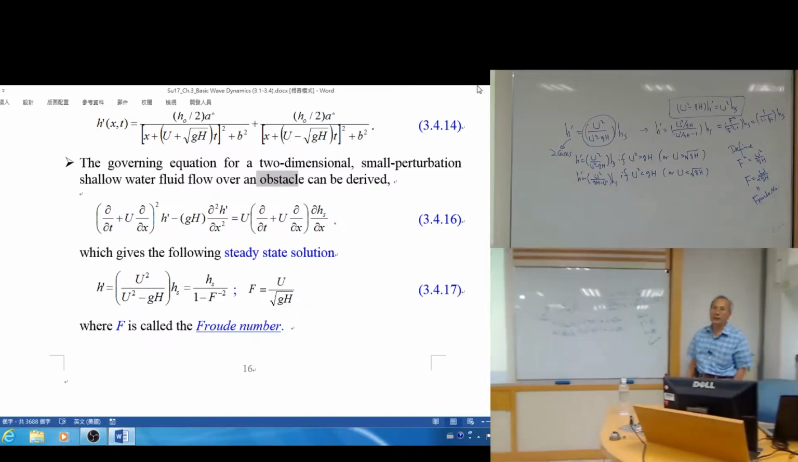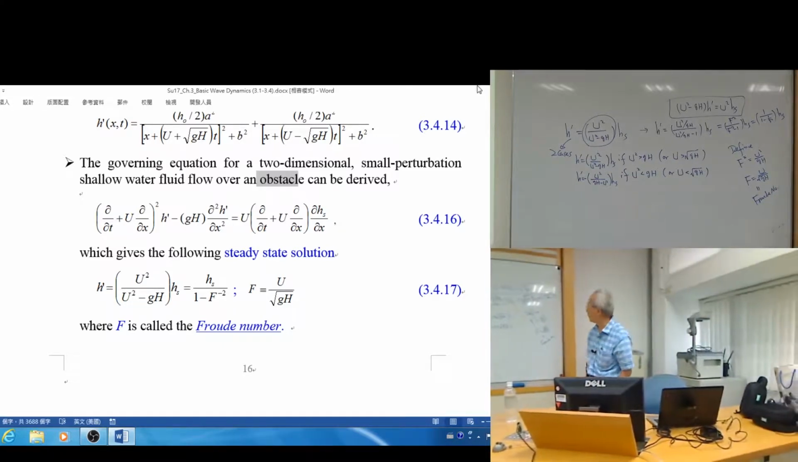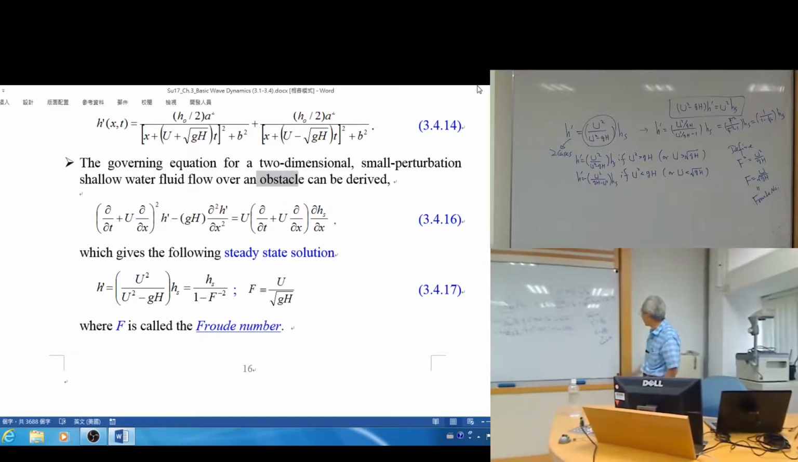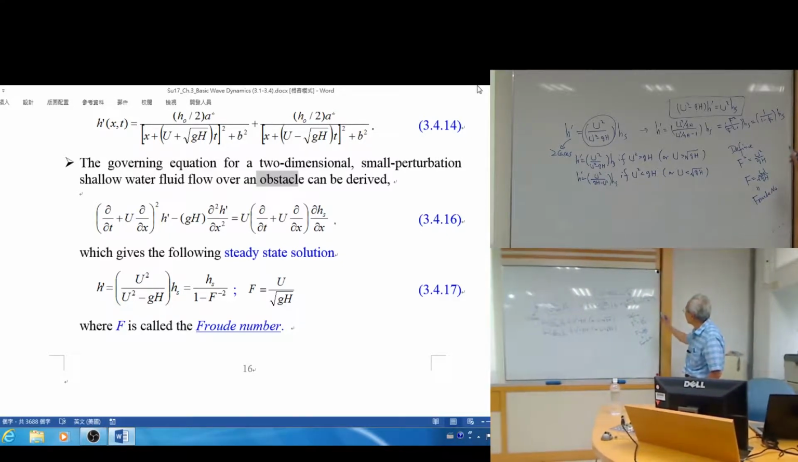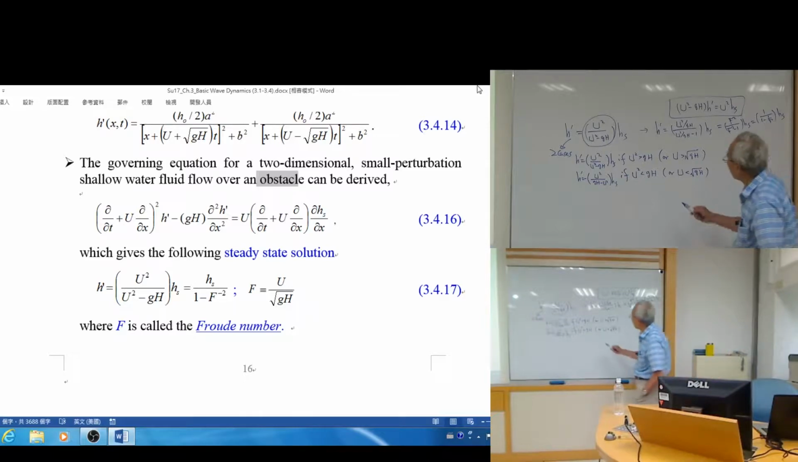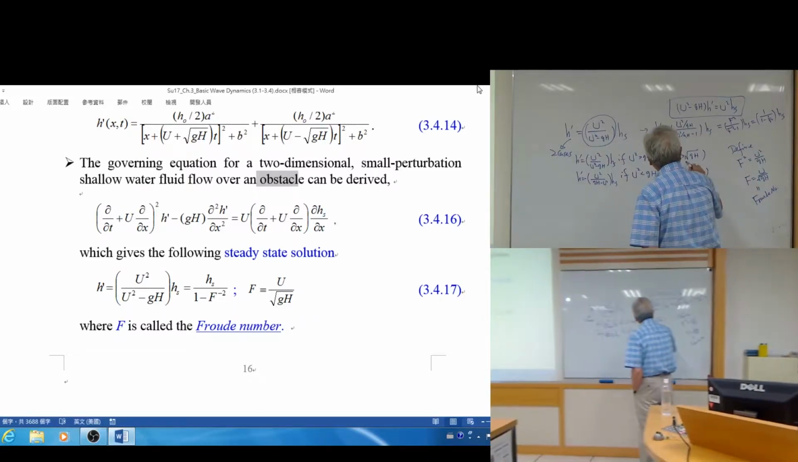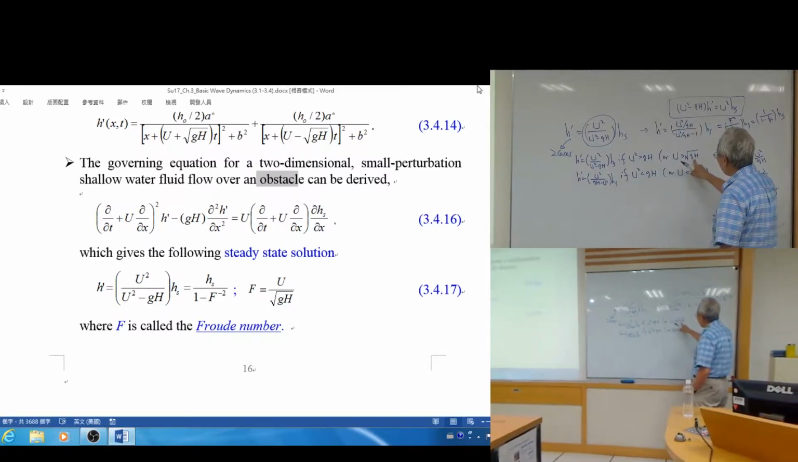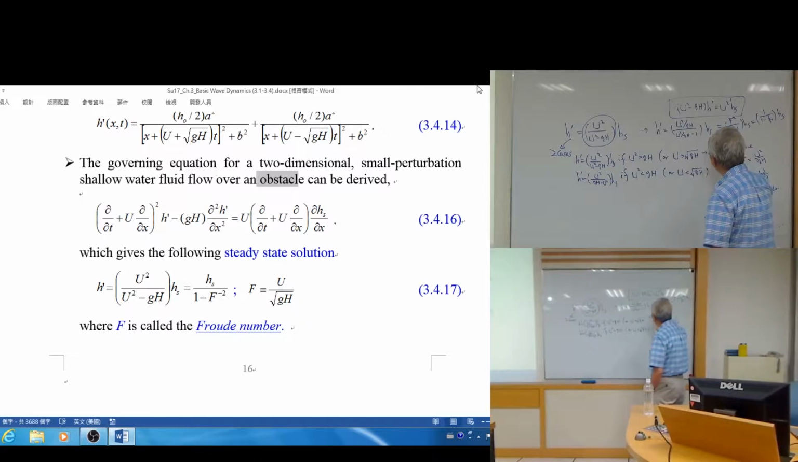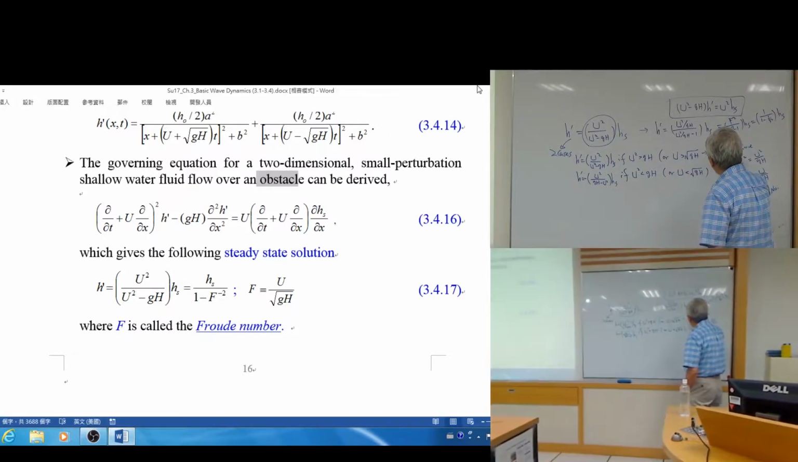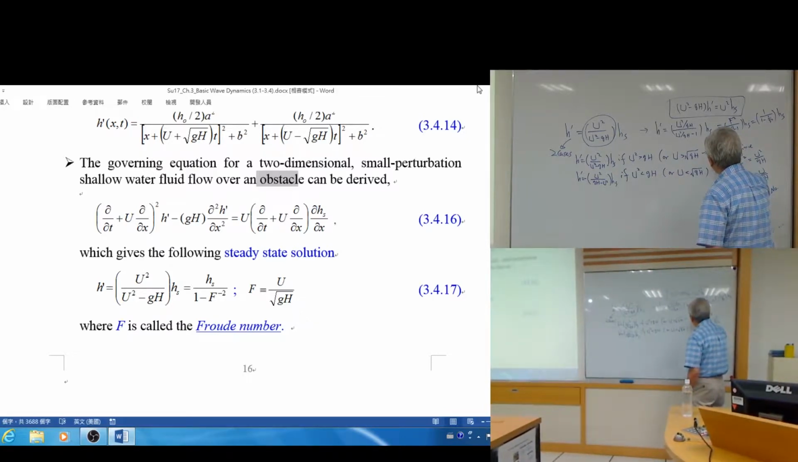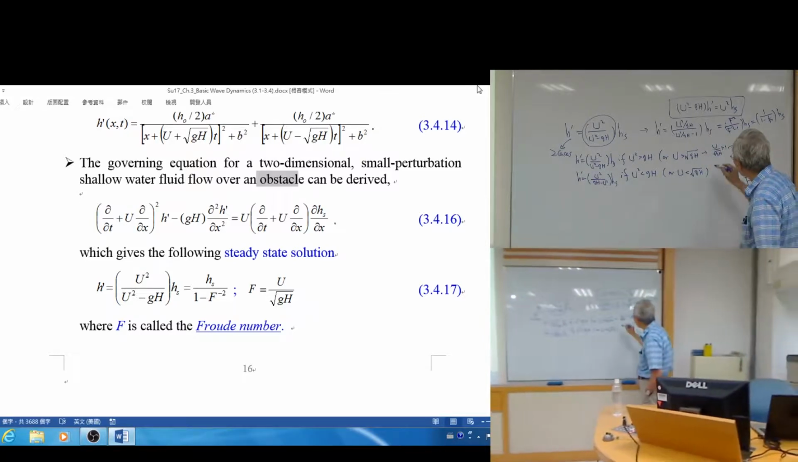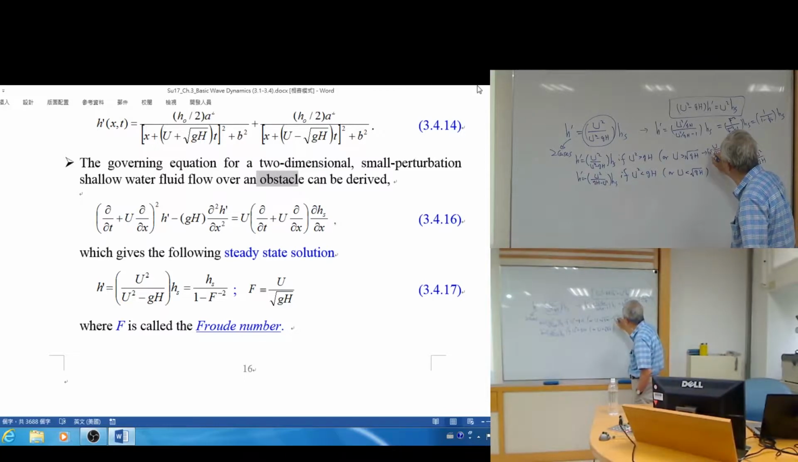Froude number, how do you say it in Japanese? Okay, Froude number. Yeah, like this. So this means, if u is greater than the square root of gh, that means u over the square root of gh would be greater than 1. Right? And that means the Froude number is greater than 1. Otherwise the Froude number is less than 1.